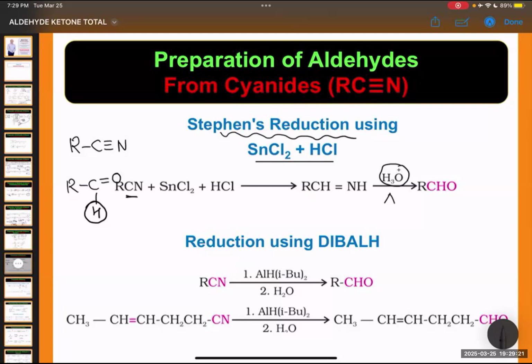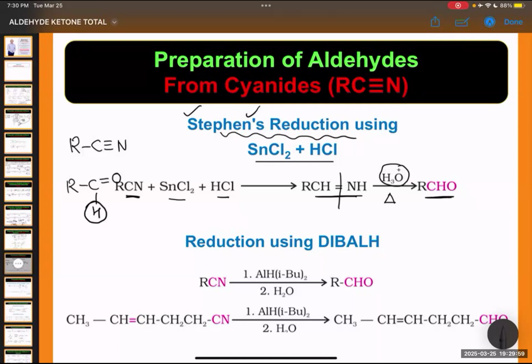So with SnCl2, SnCl2 is a good reducing agent. With HCl, you are going to get CH double bond NH. And with water, it will get hydrolyzed to CHO. Got it? This is partial reduction. Stephen's reduction, SnCl2 and HCl, gives aldehydes. Okay.